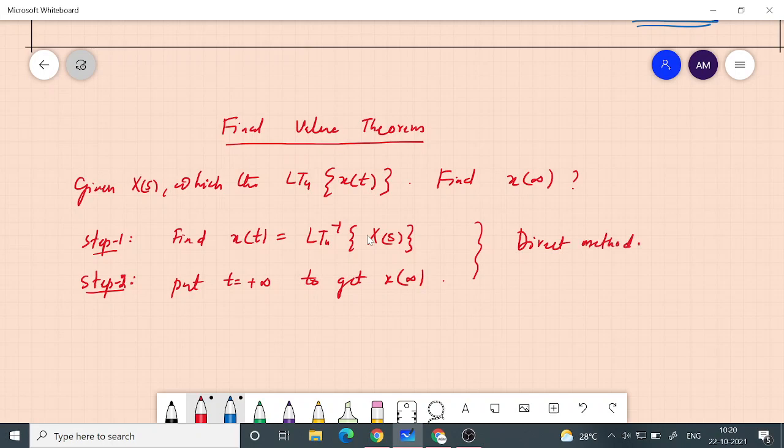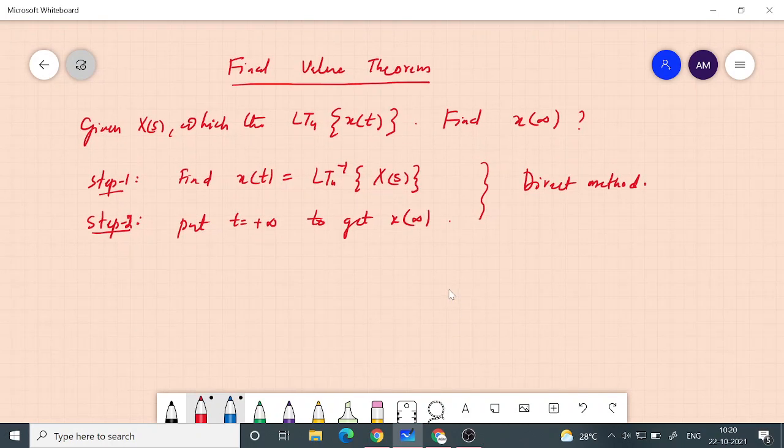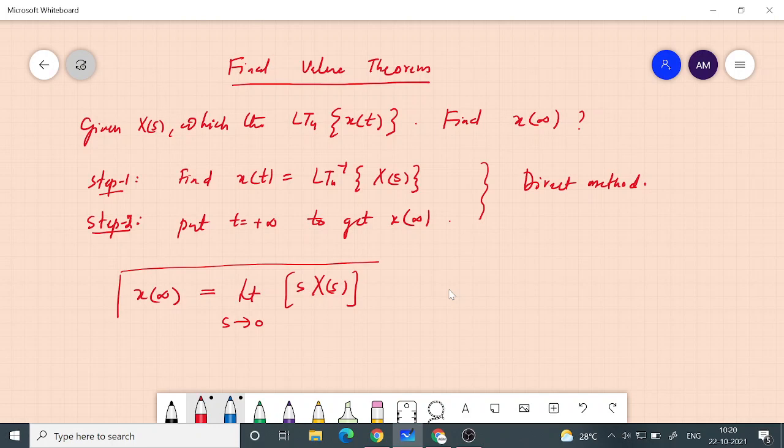But now we want to bypass all this inverse finding. What the final value theorem says is that if x of s is given, just like before in the case of the initial value theorem, we multiply by s, but now you take the limit s going to 0. So this is your final value. So the final value can be found out: multiply the given x of s with s and take the limit s goes to 0.